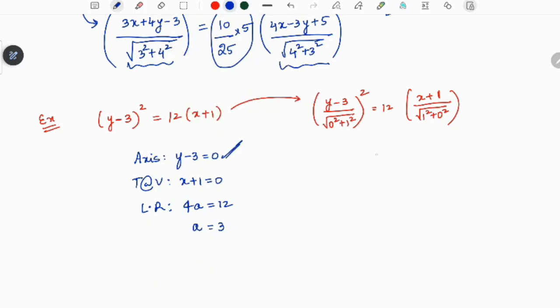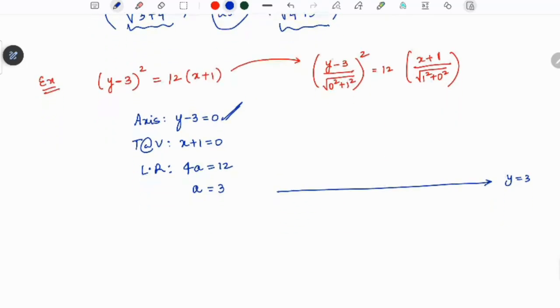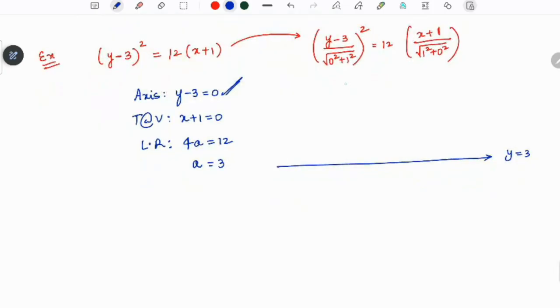Let's draw the axis. Where is the axis? Y is equal to 3 is a horizontal line. Let's draw the tangent at the vertex. This is x plus 1 is equal to 0. Okay, that is a vertical line. So what is the vertex now? It is the point of intersection of x equal to -1 and y is equal to 3. So this is -1 comma 3.